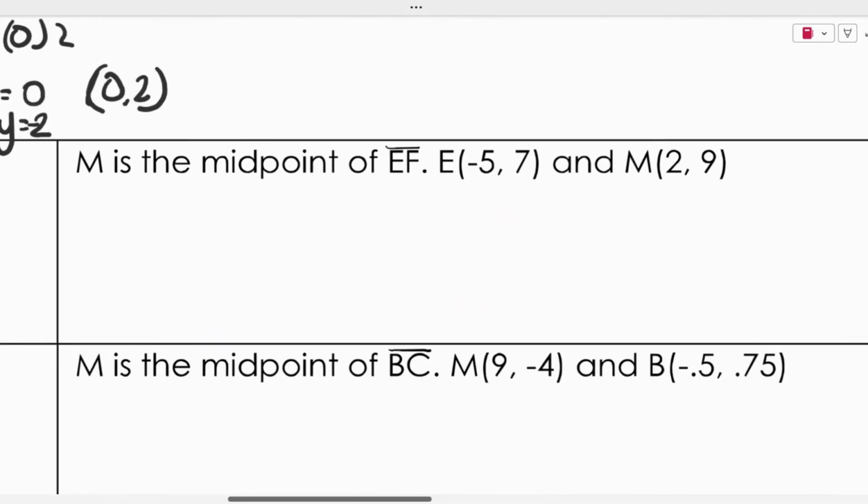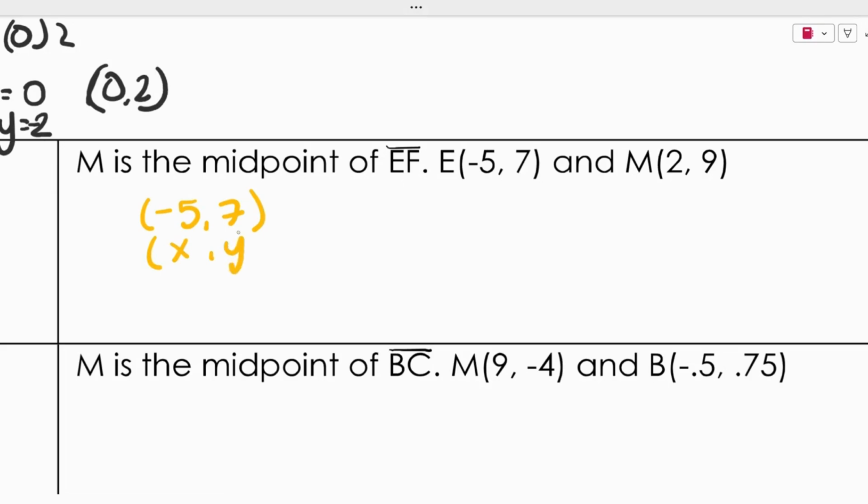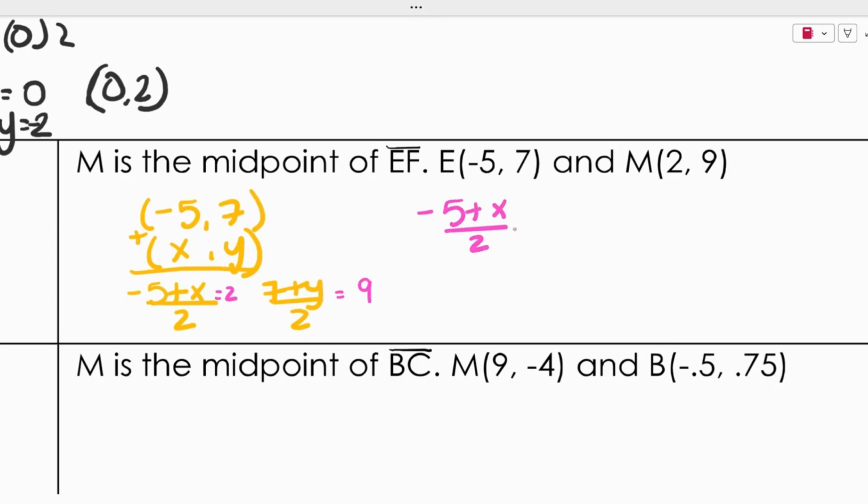In this next example, M is the midpoint and the other endpoint is at -5, 7. So I'm going to take -5, 7. And to this, I'm going to add my x and y. That's going to give me -5 plus x over 2, 7 plus y over 2. I'm going to set my x equation equal to 2 and my y equation equal to 9. I'm going to solve these two equations separately. So the first one, I'm going to multiply both sides by 2. That's going to simplify to 1. I'm going to get -5 plus x is 4, so x equals 9.